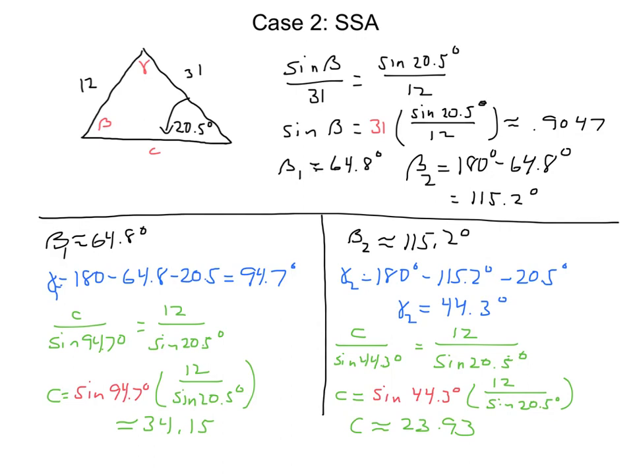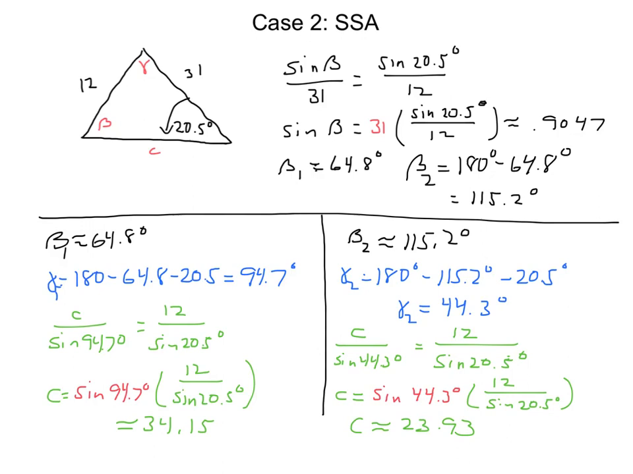Okay, welcome back. I hope that when you went through, you were able to duplicate this value over here. If you weren't, again, double check your parentheses and mode to make sure everything is in the proper location. I also asked you to set up the proportion that we can use to then solve for C in the second case, where beta was equal to 115.2 degrees.